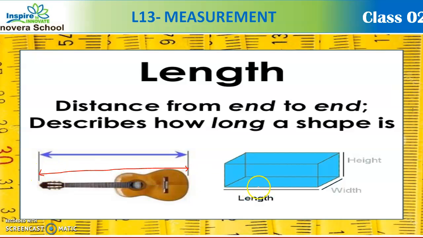So we can understand with the help of it: distance, length or long. In the second image you will see a shape that is a cuboid. Here in this cuboid the longer side is measured, and we call that the length. What is the spelling of length? Length. The second one is width. What is the spelling of width? Width. And this is what? Height.